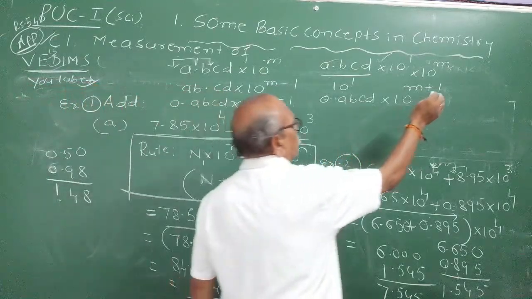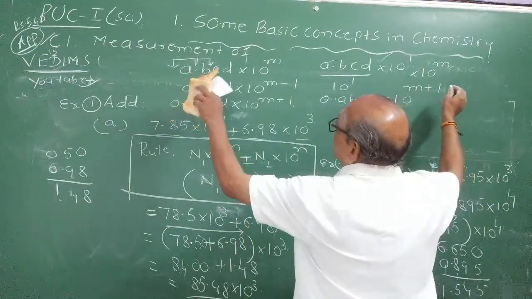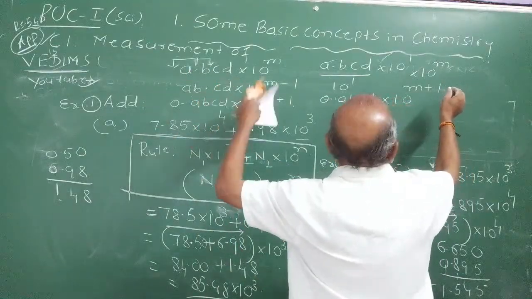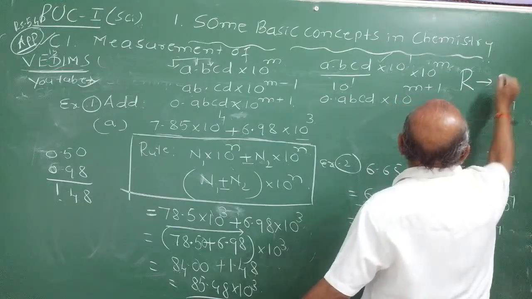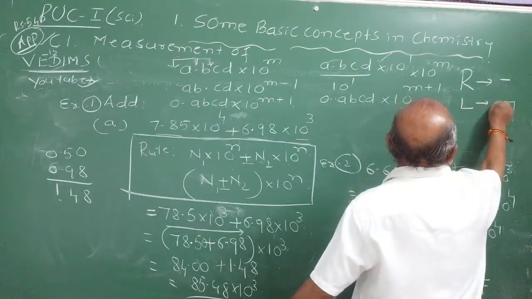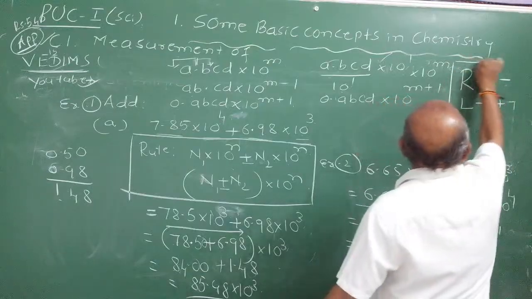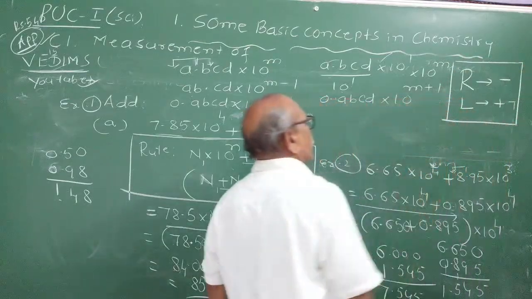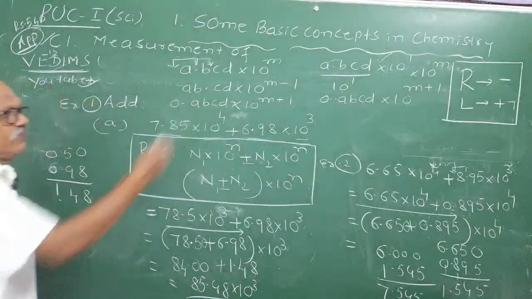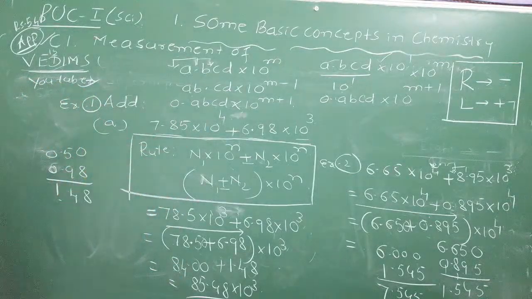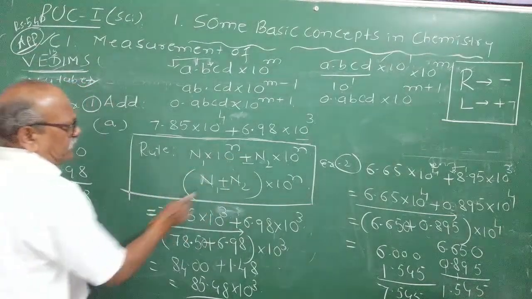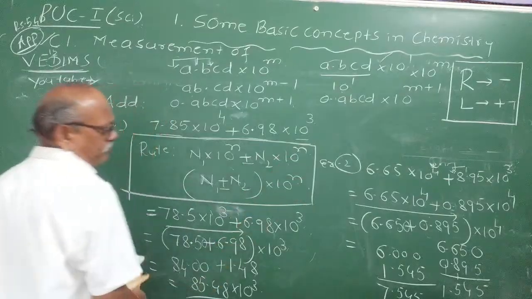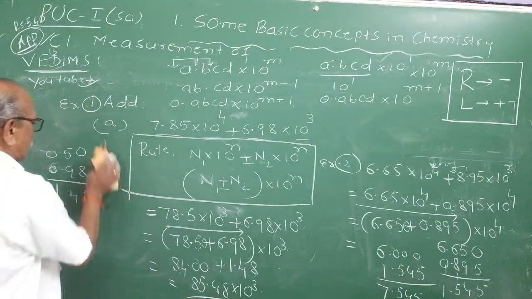Therefore, the rule is: right shift, subtract. Left shift, add. Write it very short and sweet. Right shift the decimal point, you have to subtract. Left shift the decimal point, you have to add. Getting me? Okay. For both addition and subtraction, you have to make the 10 to the power the same. This point, I hope it is clear to you.